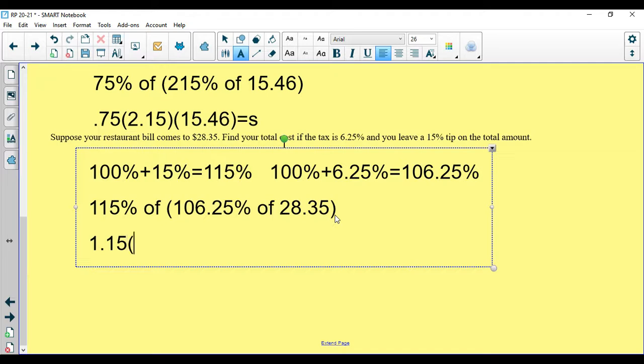115% of the 106 25/100% of $28.35. And then you would have multiplied this to get your solution. So I'm going to do 1.15 times 1.0625. Notice I didn't round off this decimal here. Okay, and that's a question a lot of you have had. I'm leaving that whole. And then I multiply that by 28.35. And what I'm left with is $34.64.